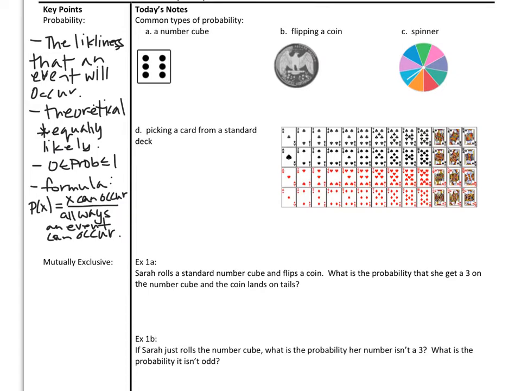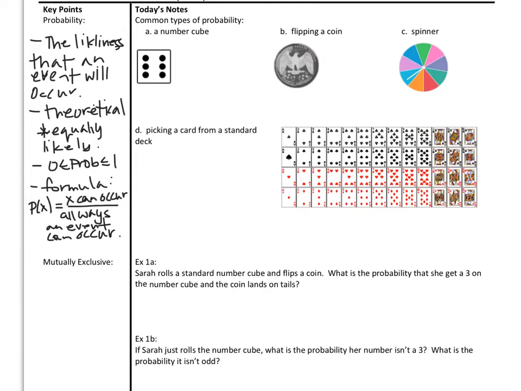We typically focus on what's called theoretical probability, which means all possible events are equally likely. That means your probability answer is always going to be between 0 and 1. The formula to calculate probability is simply a fraction. The number of ways an event, particularly x, can occur, divided by all the ways your events are possible. So here's what I mean by that.